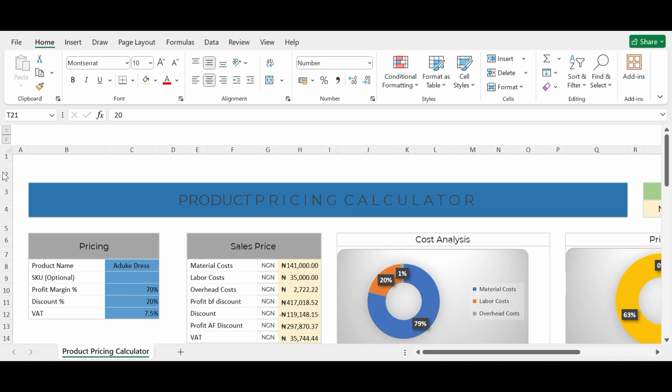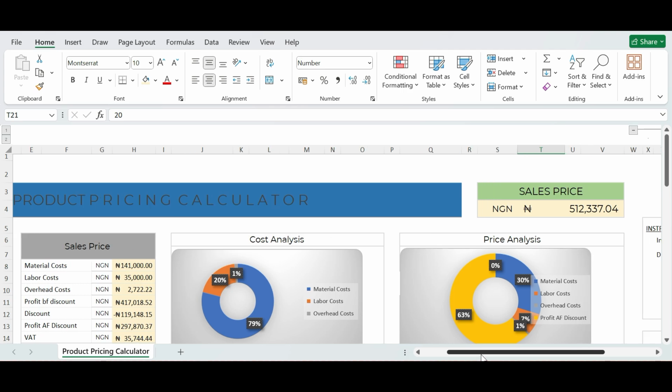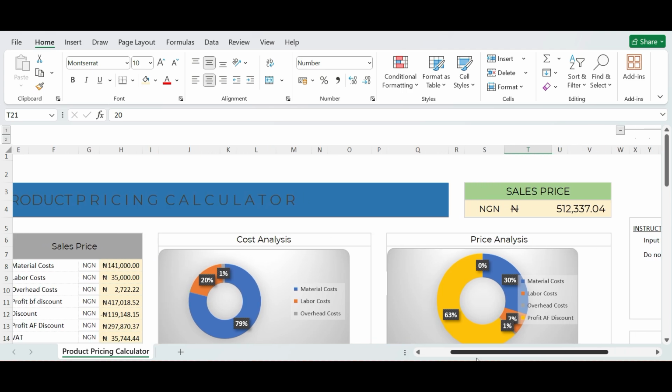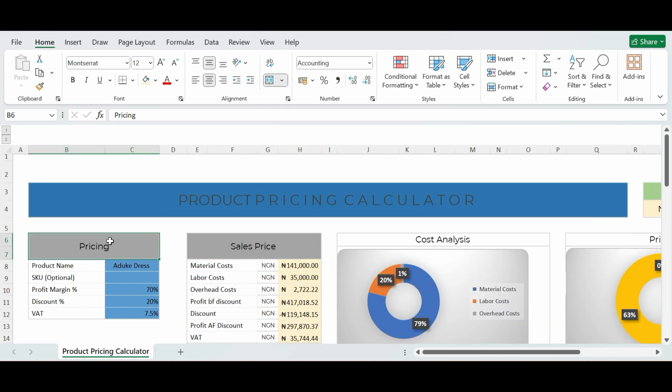Okay, before I get into it, I'm just going to make a brief introduction of the product, like how to use it. As usual, heading the product pricing calculator. Next is the sales price, and this is the breakdown of how the pricing is achieved. I'm going to explain each cell.